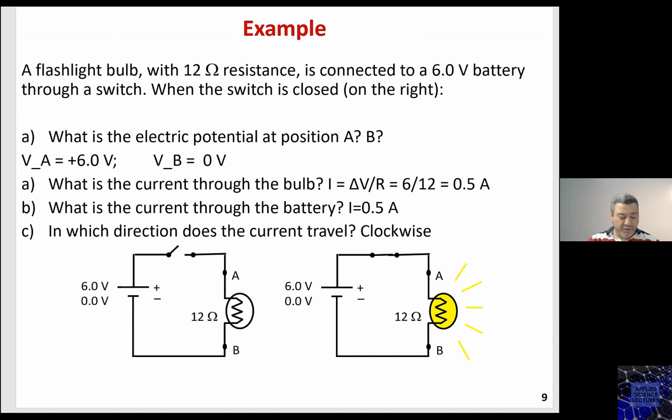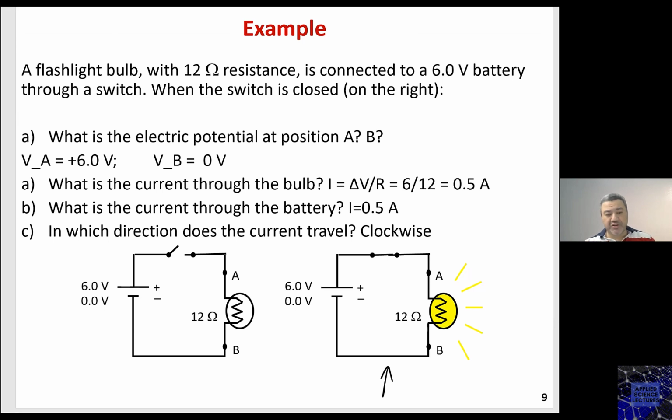Let's look at a few examples here. We have a flashlight. This flashlight bulb has a 12 ohm resistance, and it's connected to a battery that is generating 6 volts through a switch. Now, on the right the switch was open. Now the switch is closed, and now we're looking at this circuit.